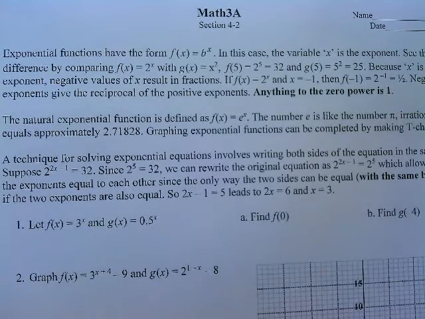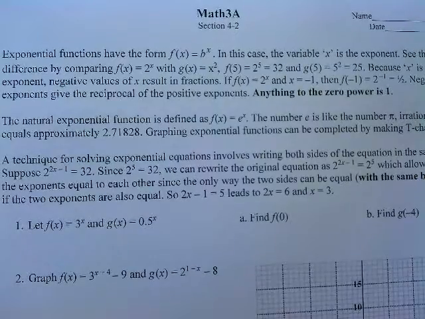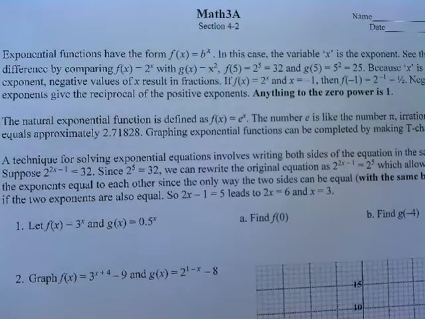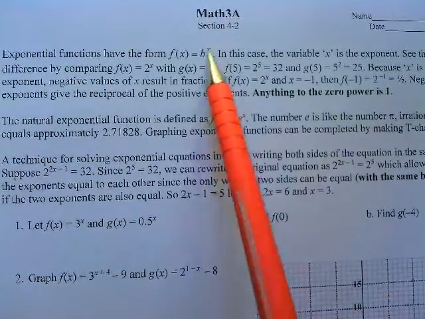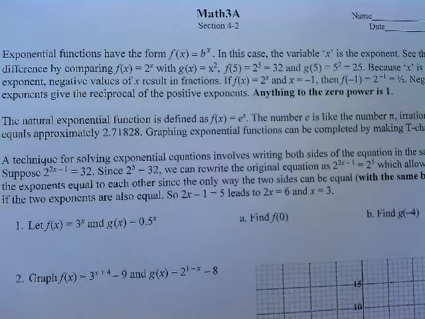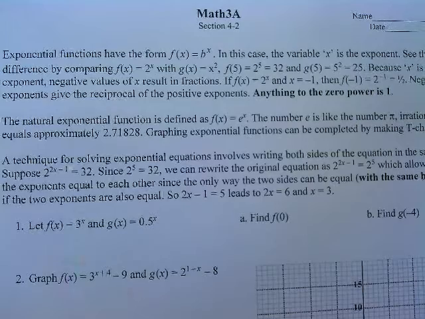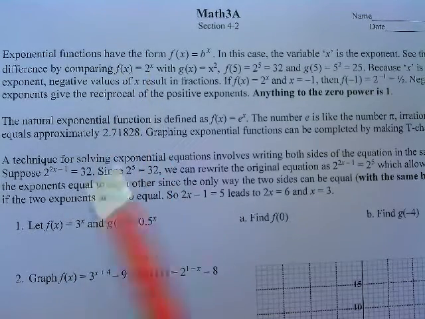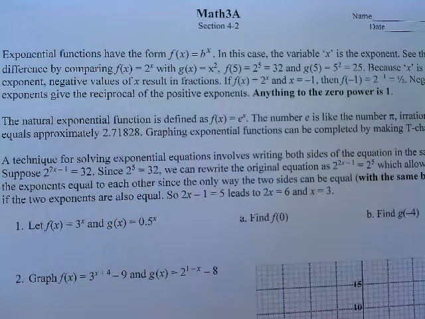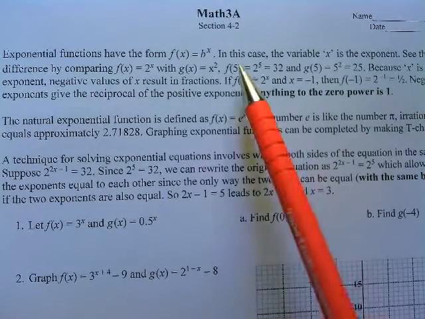We're now going to look at exponential functions. Exponential functions are ones in which the variable, the x, is in the exponent. In this case, the b stands for the base. See the difference between comparing f of x equals 2 to the x and g of x equals x squared, which is the kind of function we've normally been dealing with.